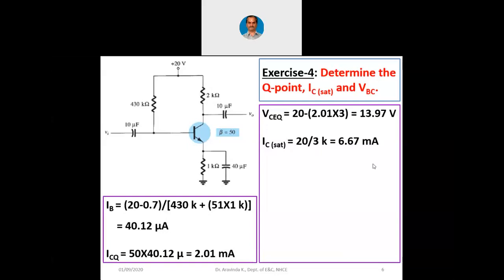So whatever method you followed for the base bias is not applicable here. You would have done what? 20 divided by 2 kilo ohms you would have done. No, that is wrong. It is 20 divided by 3 kilo ohms because from supply to ground, totally 3 kilo ohms is there, assuming the transistor in saturation. So that is IC sat. Now let us find out VBC. If my answer 13.97 volts is correct, then my VBC also will be correct. Otherwise, I'll have to verify the answer later on.